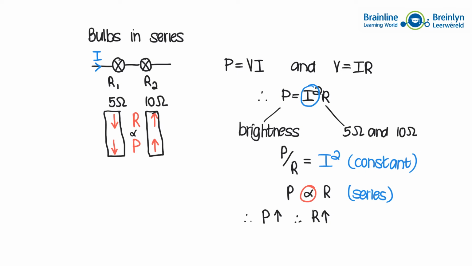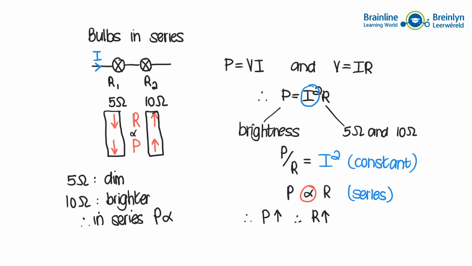In other words, very simply, the 5 ohm bulb is going to be the dimmer of the two, and the 10 ohm bulb is going to be brighter. The reason, if I was asked to explain, would be that in series, the power or brightness is directly proportional to the resistance. Therefore, if the resistance is lower, then the brightness or the power is lower as well.